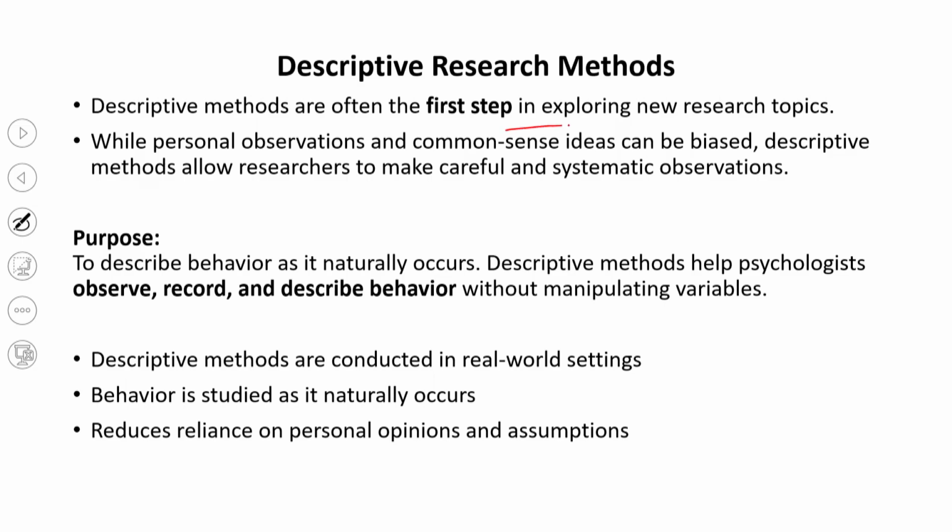It is generally the first step in research for exploring a new research topic, just to get a sense of what is going on with a certain population or sample. While personal observations and common sense ideas can be biased, the descriptive method allows researchers to make careful and systematic observations. So, the researcher carefully and systematically observes certain phenomena and then describes it. That is called descriptive research. If you do not know anything about a particular topic or area of research, then descriptive research is a very good way to start understanding a phenomenon.